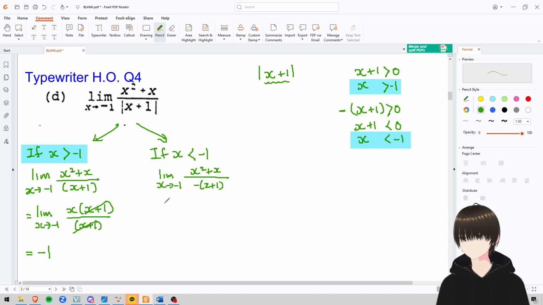What does that mean? It means, well, same as before. I'm going to factor out the x. Oh my, what's happening? Something is lagging on my computer.